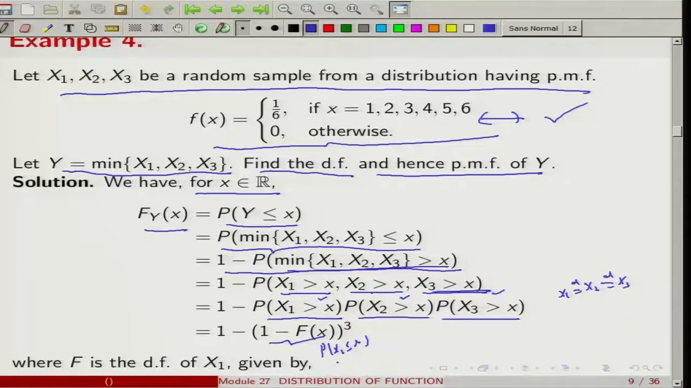So, where F is the distribution function of x1, and how does the distribution function of x1 look like? I know that x1 takes values 1 to 6, each with probability 1 by 6. So, I know the distribution function of x1, which is F(x), clearly would be 0 if x is less than 1, if x is greater than or equal to 1 and less than 6, and x is an integer, then in this case it will turn out to be the maximum integer contained in x divided by 6, and 1 if x is greater than or equal to 6. So, this is what the distribution function of x1 looks like.